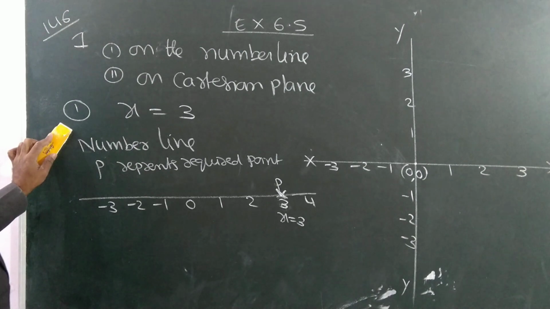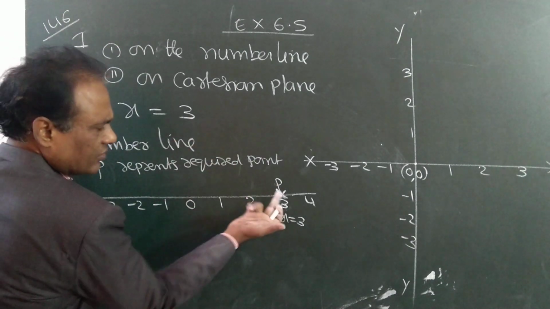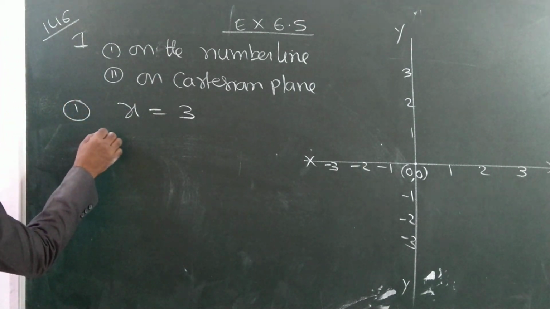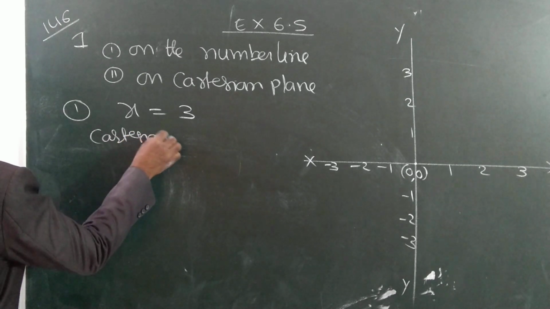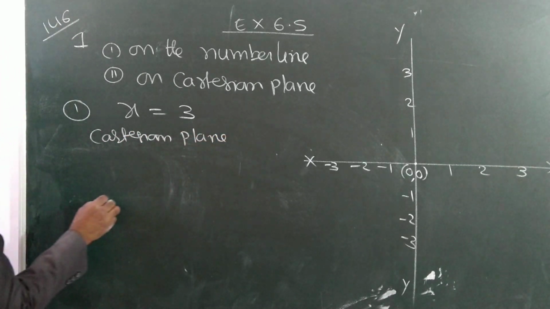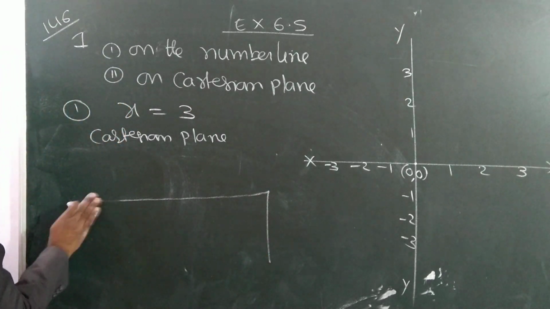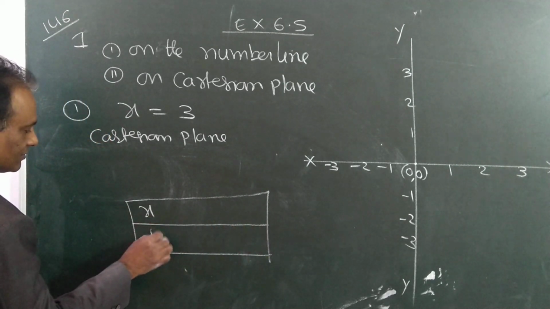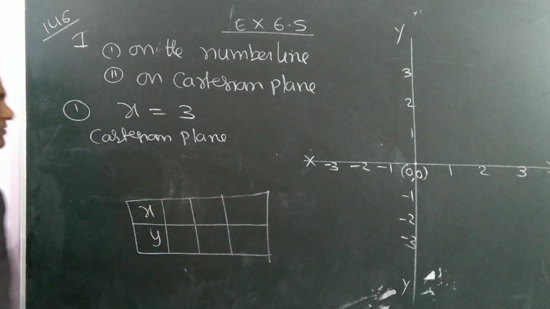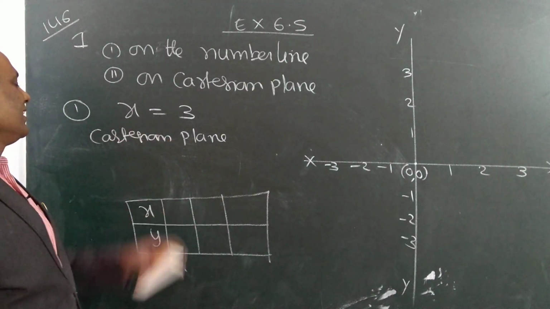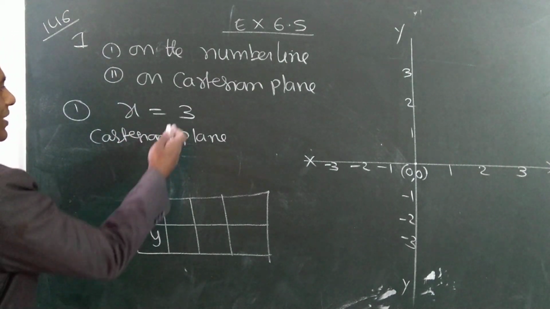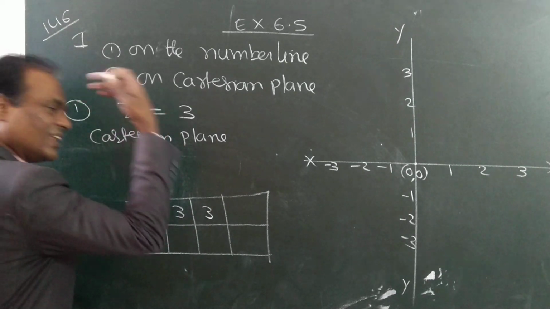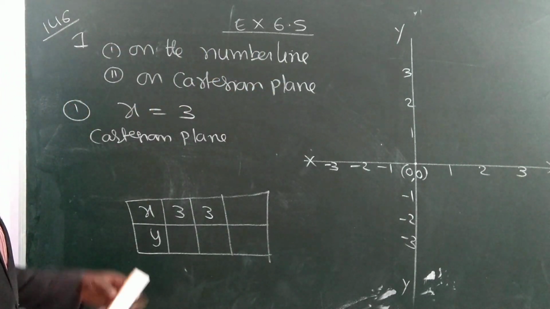Is it over? Number line. Just three. That's all. Now on the Cartesian plane. What is the x value? 3. X value is 3 only. There is no other x value.